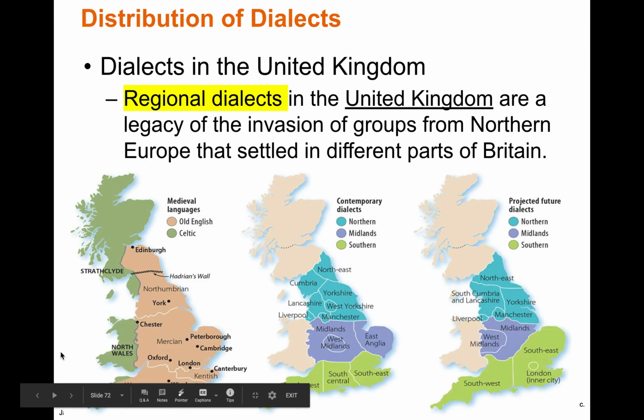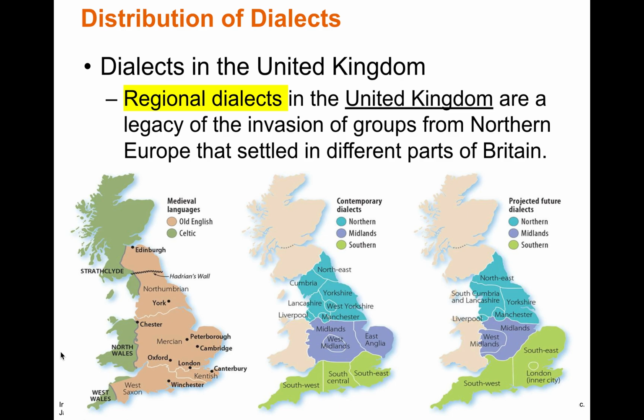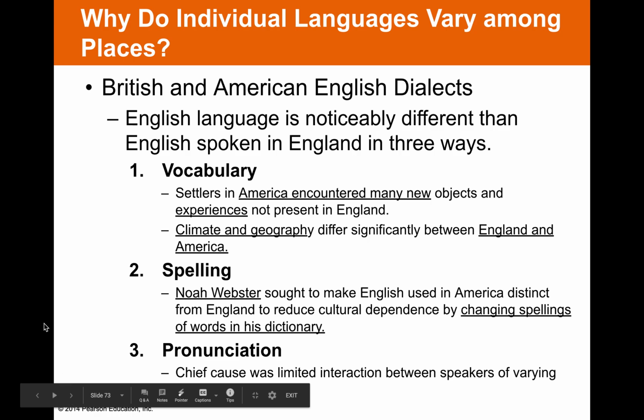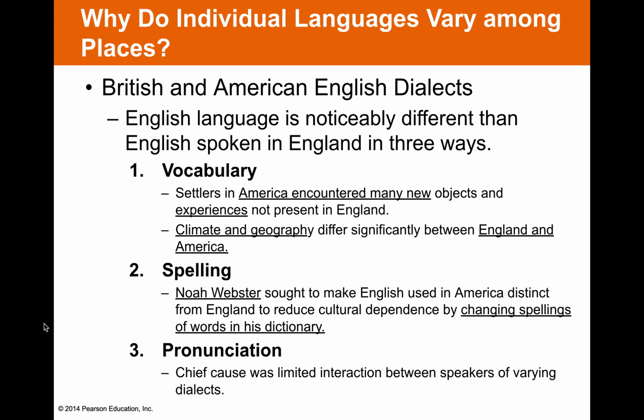We look at regional dialects with early settlers into the British Isles. When we look at British and American English dialects, they're different in vocabulary simply because of isolationism, and also America's landscape is much different than England. So they had different encounters, and their climate is different.